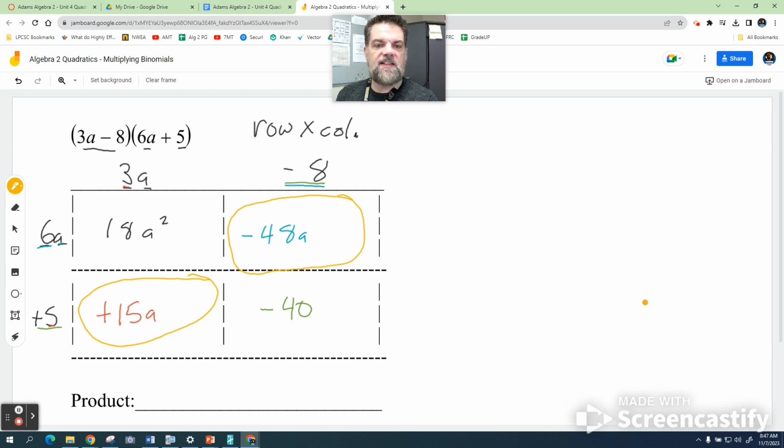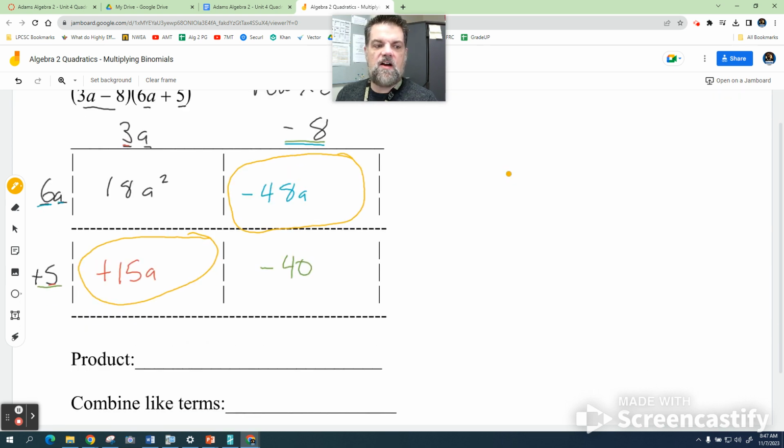So we have to combine like terms. So when I say product, and this is how I want you to do your work for your assignment that I'm going to give you when we're done with our notes, we got to write all this stuff out. So I'm going to say 18a squared minus 48a plus 15a minus 40. Now when I say combine like terms, let me circle the like terms. These are the like terms that I need to combine because they both have a to the first power.